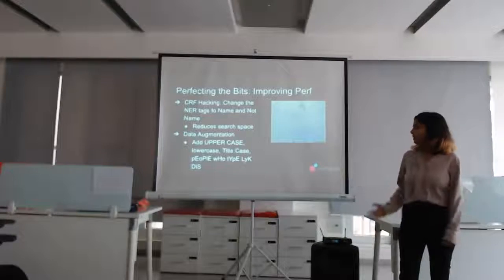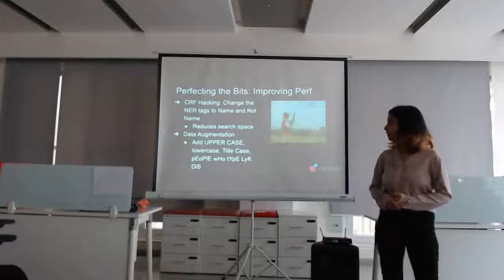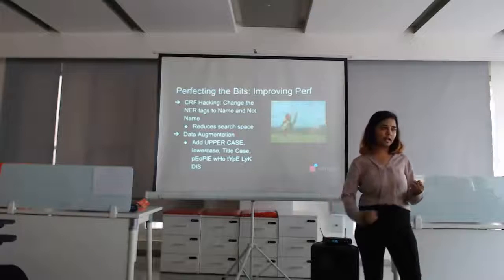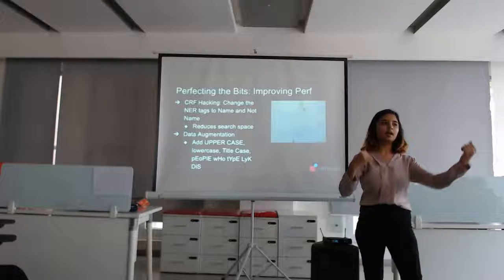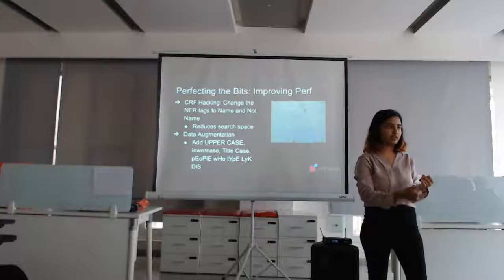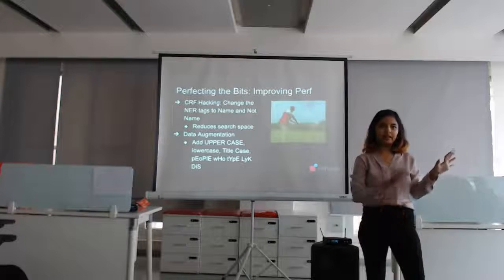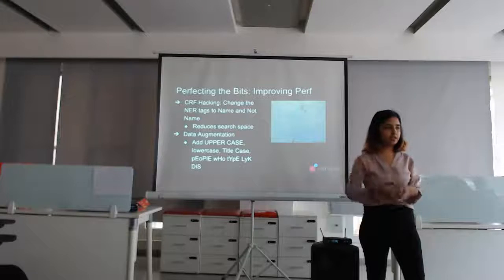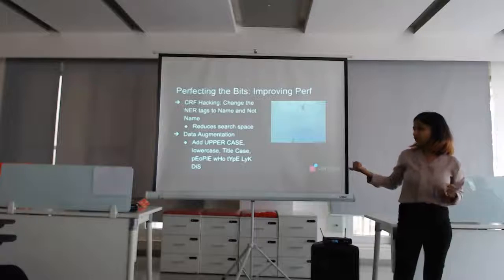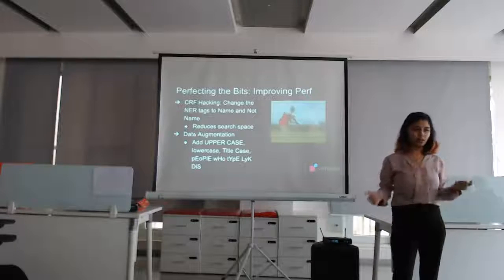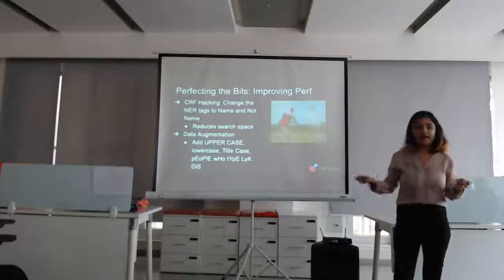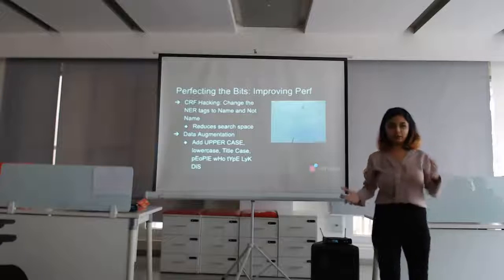The first part was improving the performance. To improve the performance of CRFs, we wanted to reduce the search space. There would normally be a lot of NER tags, like organization and so on. In this case, we tag everything that's not a name, like grammar prepositions and adjectives, as not a name, and only person names as names. This reduced the search space and made it more efficient at predicting. We also added a lot of data with only uppercase sentences, only lowercase sentences, title case, or mocked-up cases like this one, and this increased the data by around 20%.